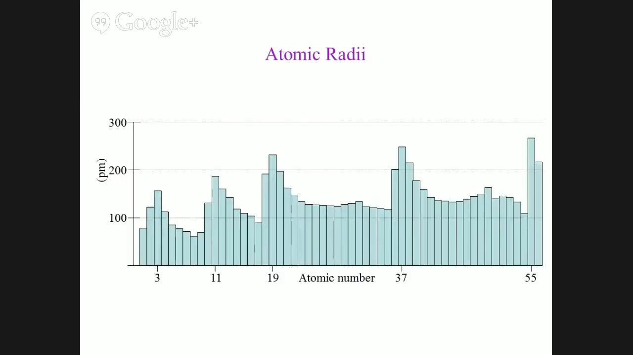This is a picture of atomic radii, the radius of the atom, or how big the atom is. You can see a couple of the numbers at the bottom, 3, 11, 19, 37, 55. Those represent the atoms in column 1, the alkali metals. Those are the high points on this graph. And then they go down from there.